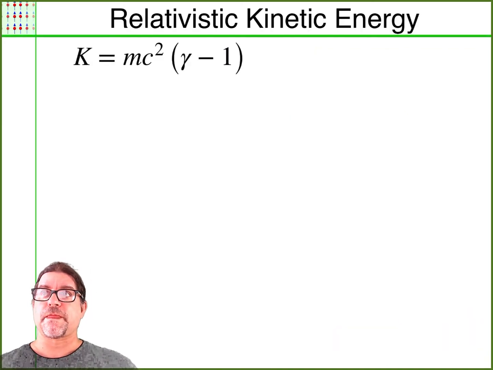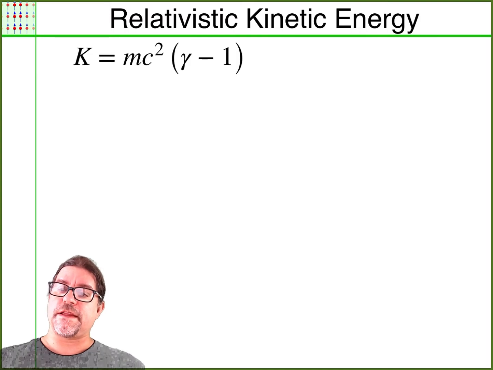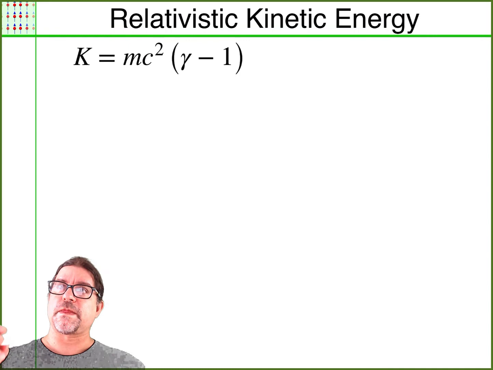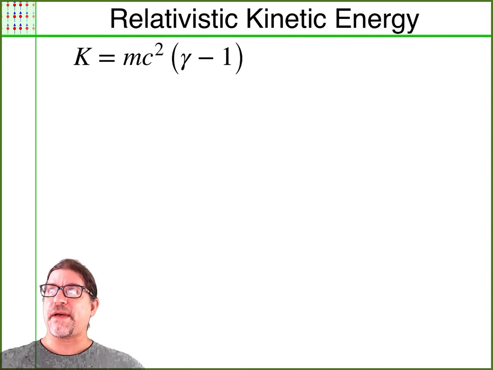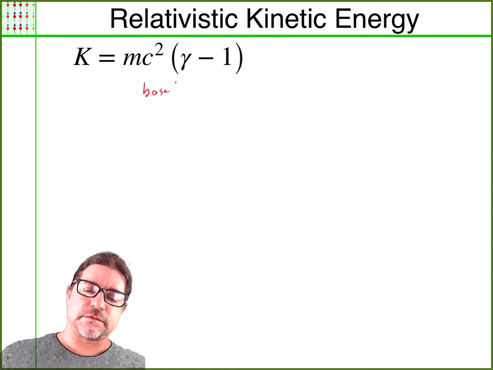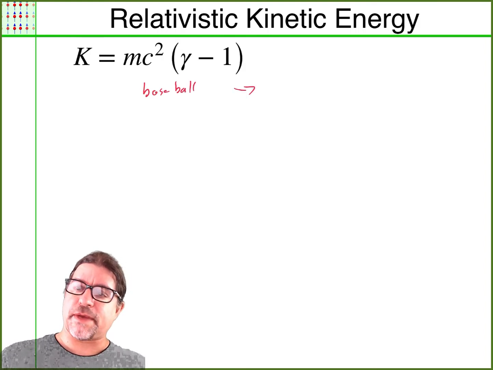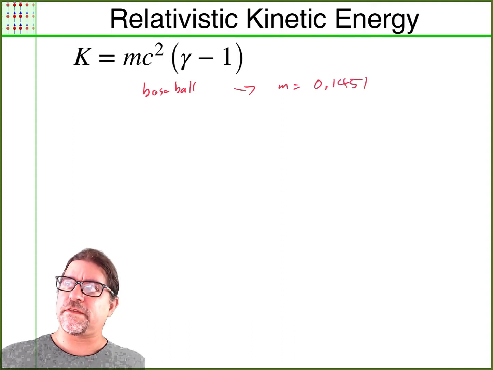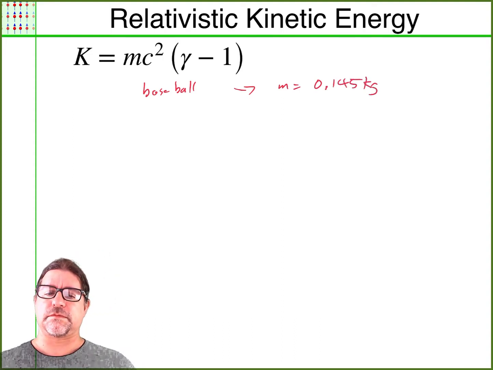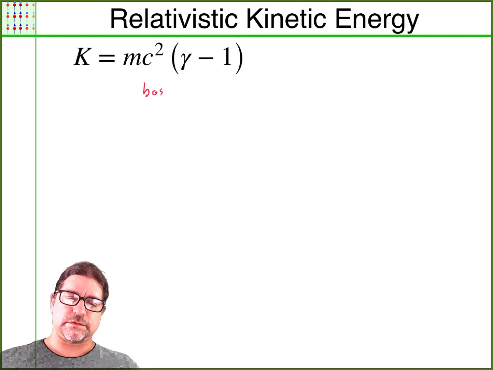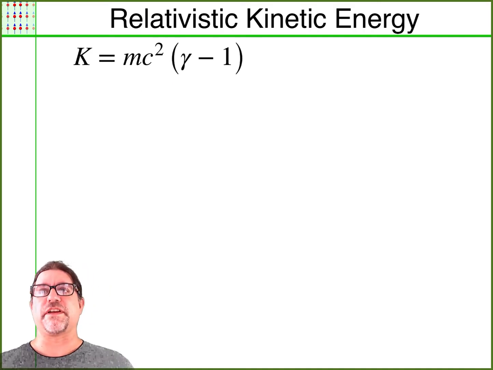How about, do I have this? Nope. What if I have a baseball with a mass here? So say I have a baseball that has a mass of 0.145 kilogram. Oh, no. That's something I want to do later on.